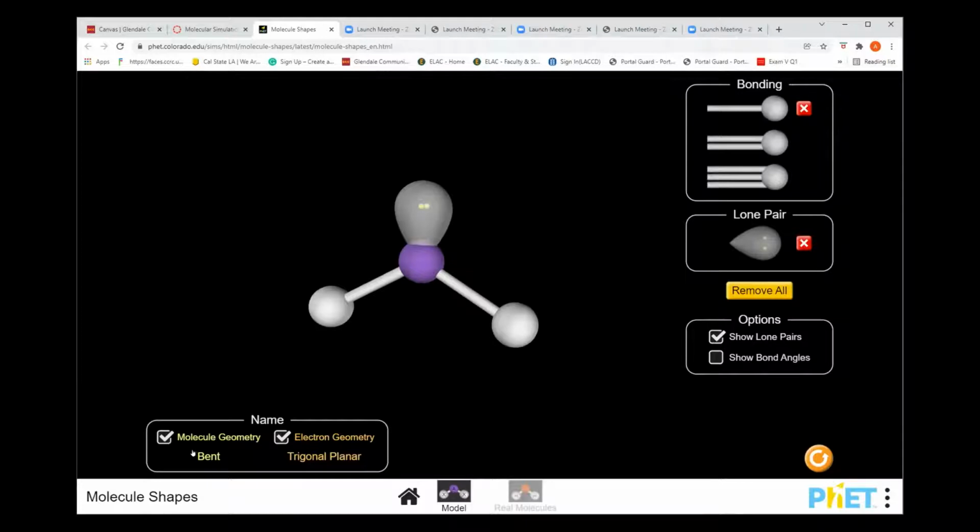You guys see that? Because when we look at the molecular geometry, you don't see this lone pair. You see, I click on this, don't show lone pair. So you see bent here. So molecular geometry is where we don't see lone pair anymore. We just look at the bond pair.